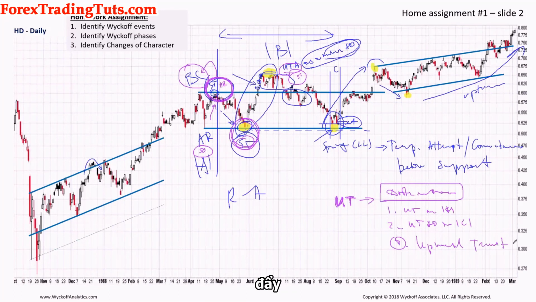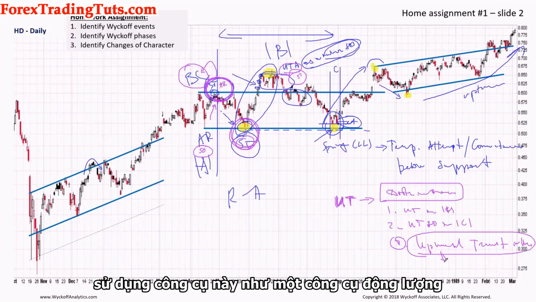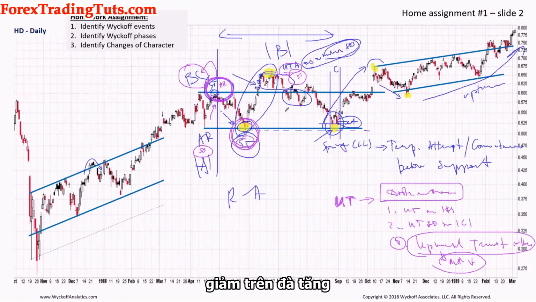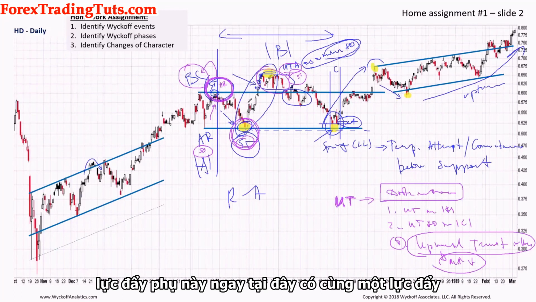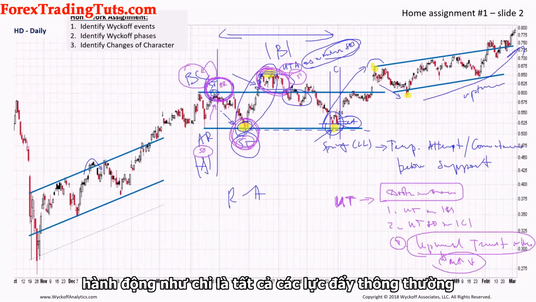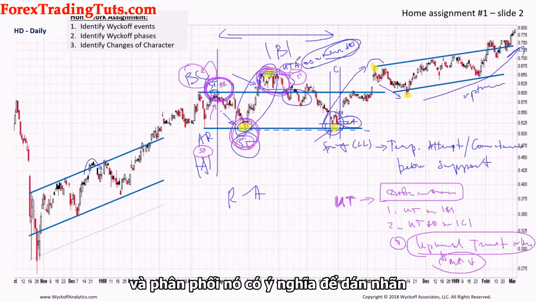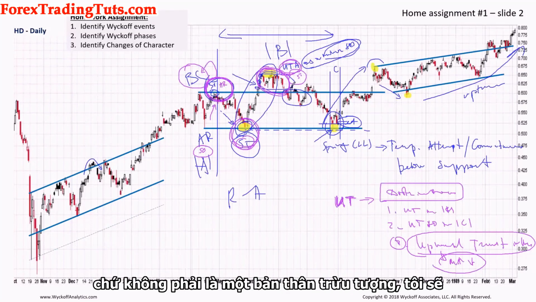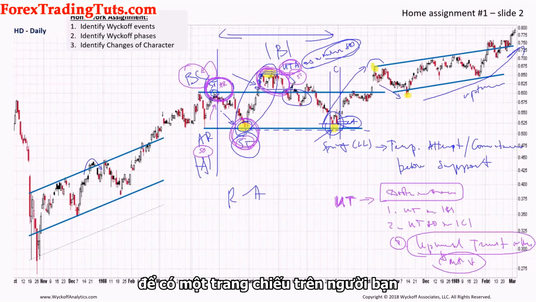It also was associated with the upward thrust in the uptrend. And we would use this as a momentum tool, where the momentum increases or decreases on the rally. So when I realized that this upthrust right here has the same type of action as just the regular upthrust in distribution, it made sense to label this as an upthrust action rather than an upthrust itself. I'm going to have a slide for you on this.